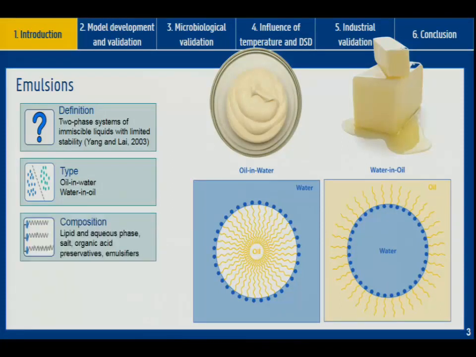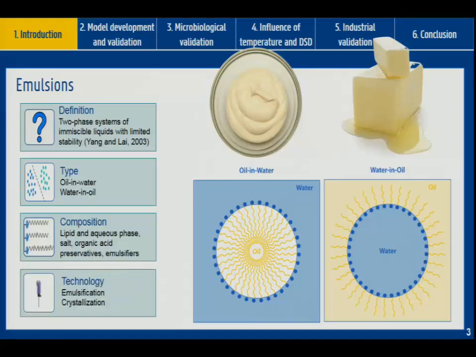Other than the aqueous and the lipid phase, or the water and the oil phase, there are other things that are usually present in emulsions. For example, salt, organic acid preservatives, which help keep microbial stability, and also emulsifiers, which prevent the emulsion from separating. Lastly, how do we get from these immiscible liquids to a stable emulsion? There are two main processes: emulsification, which is the use of mechanical force to get to a stable emulsion. And second, it's the process of crystallization, where we get from liquid oil to a solid emulsion.